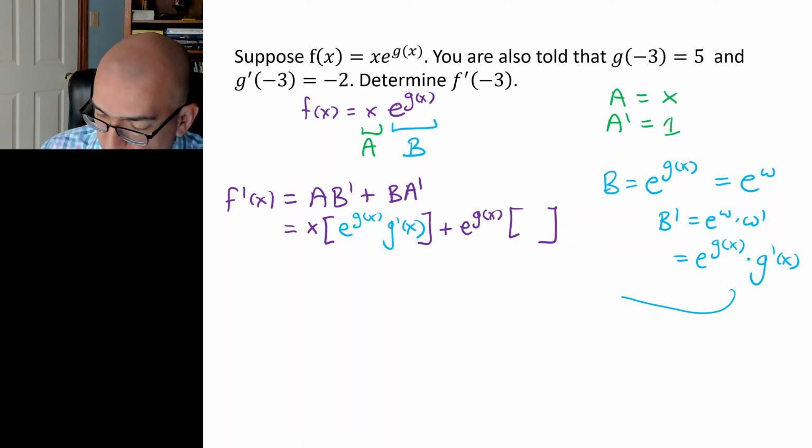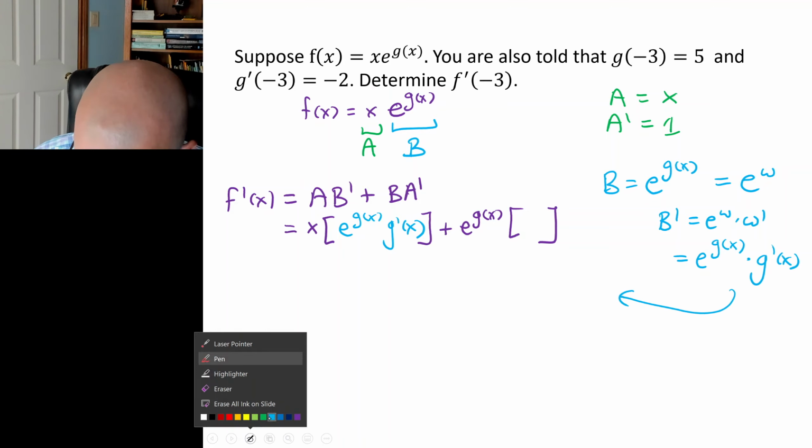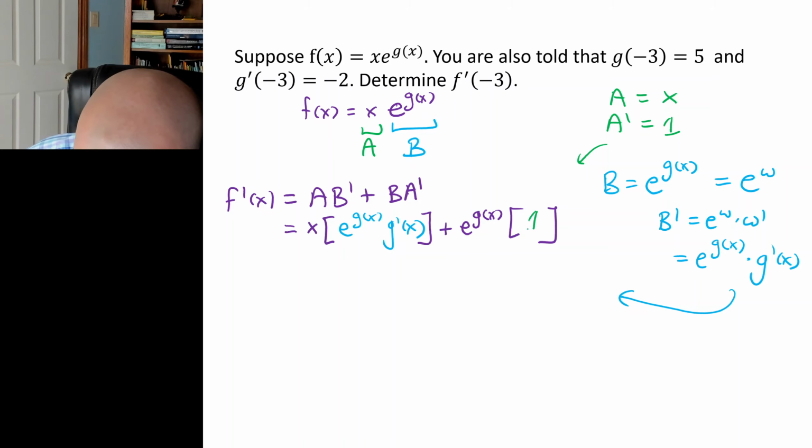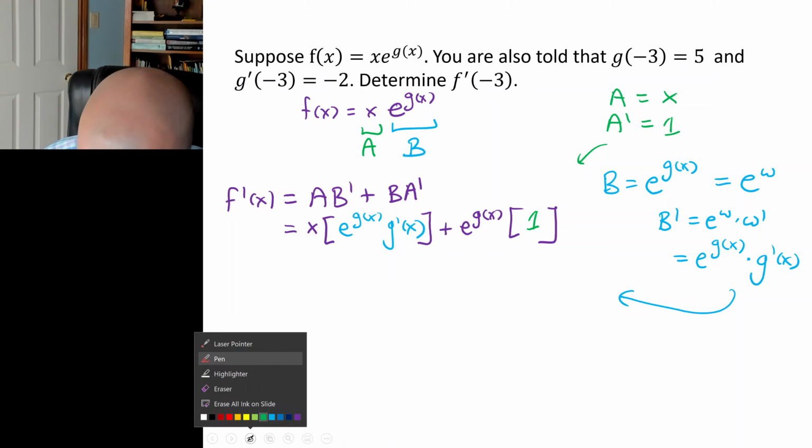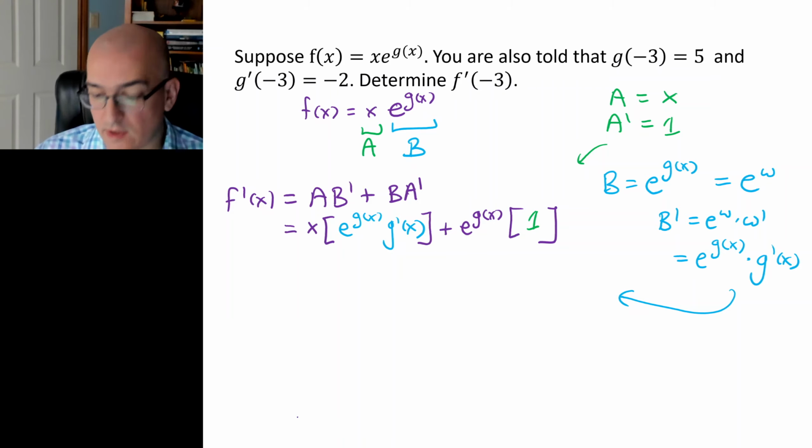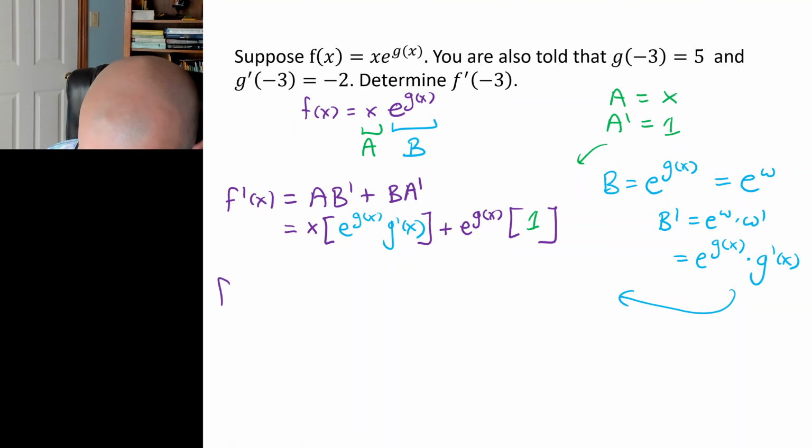Okay, so I'll just put that in the box over there, and I'll put the 1 in the box over here. Now what do we do? We have two options. We can common factor the e to the g of x out and then evaluate, or we can just evaluate. I'm just going to evaluate. I don't want to fuss around with this.